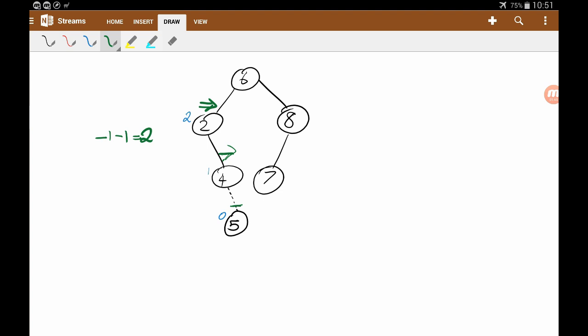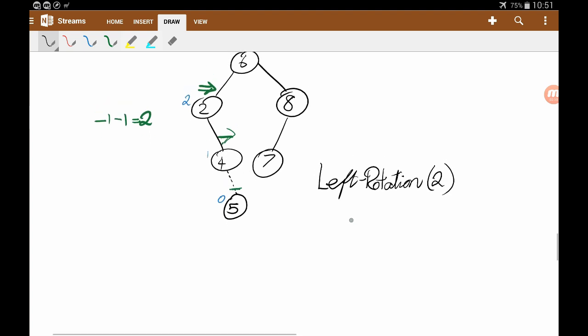Okay, so we have a problem at 2. It is double right heavy, so we look at its right child. That child is also right heavy. Okay, so once again, we can fix this with a single rotation. And so it's just the opposite of what we did earlier. So now we do a left rotation on 2. So the rest of our tree will stay the same. We'll have 6, 8, and 7 as before.